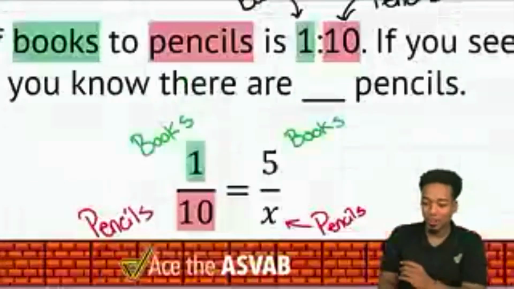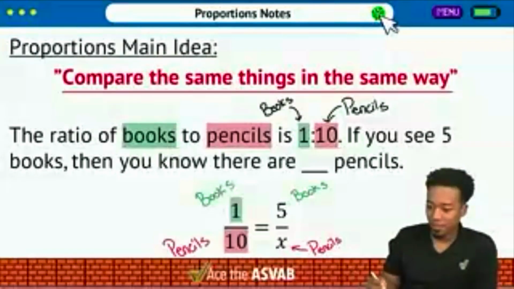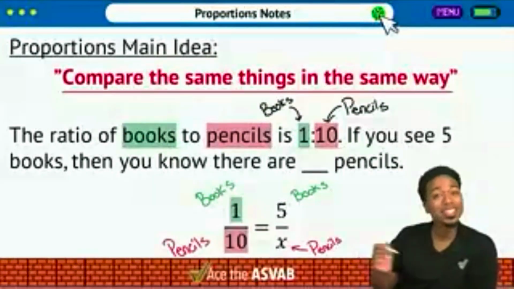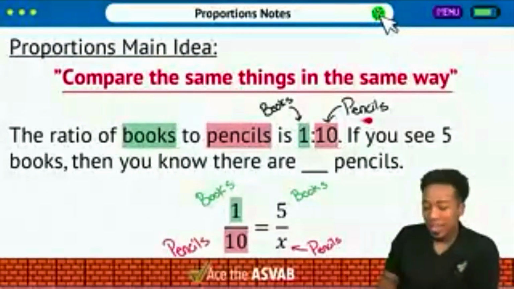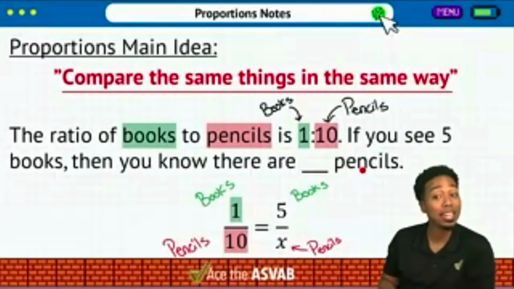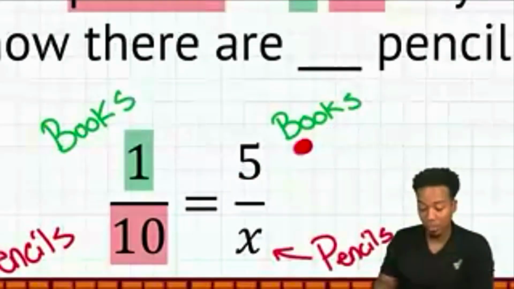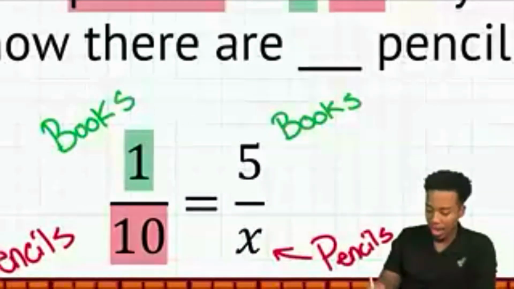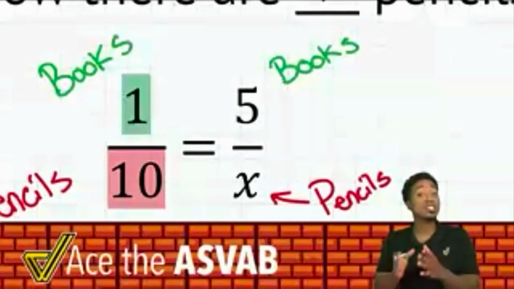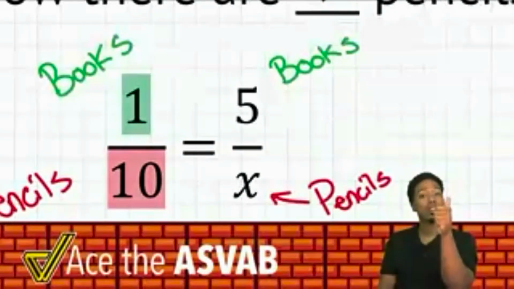Okay. So let's zoom on out and let's prove the point. But now let's take a look at the other sentence. It says, if you see 5 books, then you know there are blank pencils. Okay, look at that. We were correct. The 5 represents the books, and the blank, the X, represents pencils. We're good to go. We've compared the same things in the same way, and so we know that if we solve this, we are set.